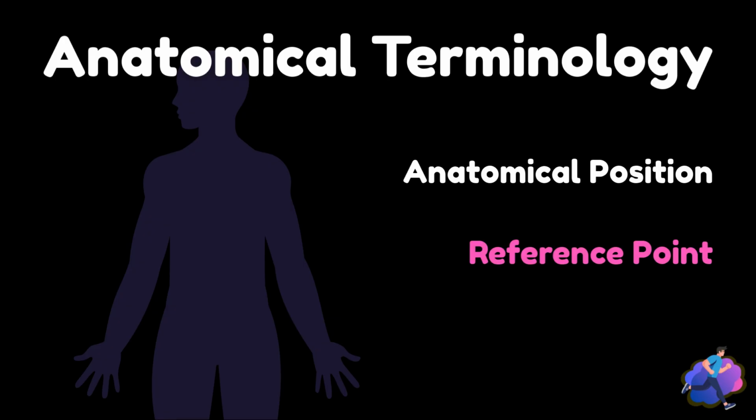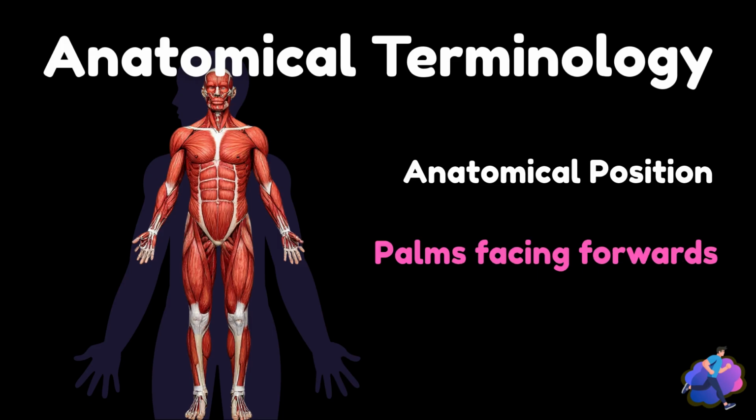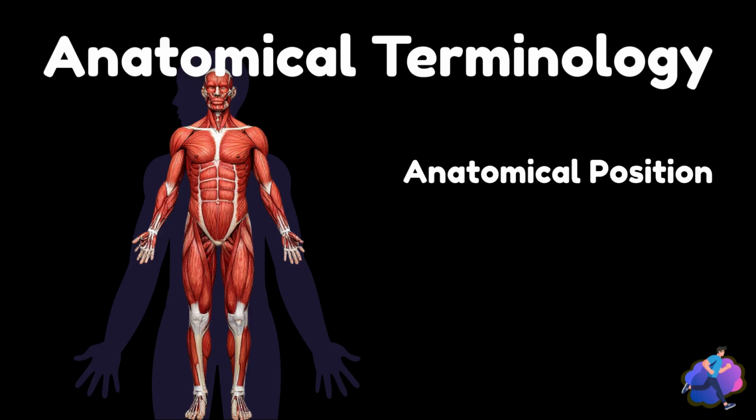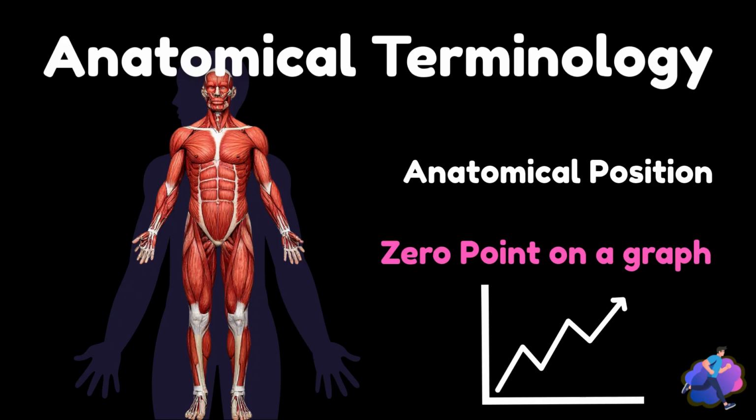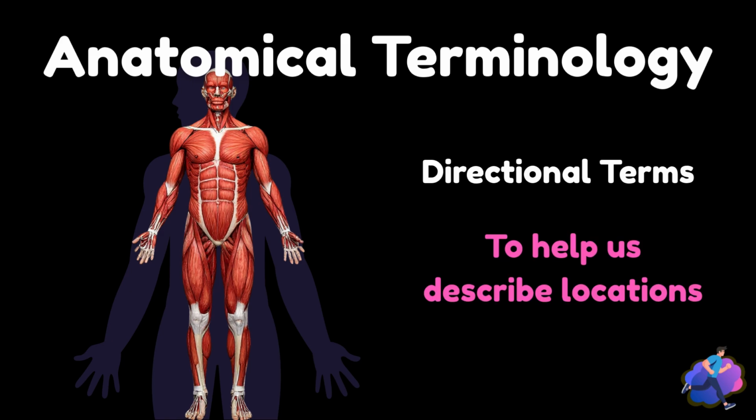This is our reference point. Picture it. The person is standing upright, feet together, toes pointing forward, arms down by their side, palms facing forward, eyes looking straight ahead. Everything we describe about the human body, where a muscle is, which way a joint is moving, comes back to this position. It's like the 0 point on a graph. And once we're in that position, we use directional terms that help us describe locations.